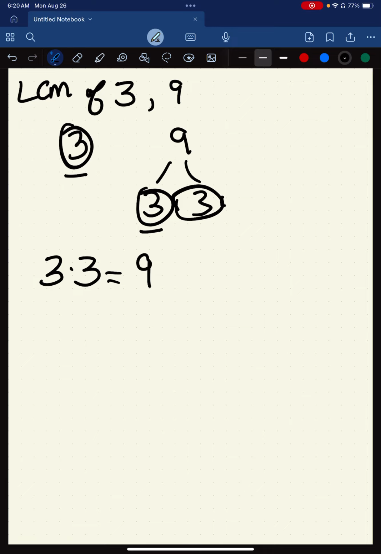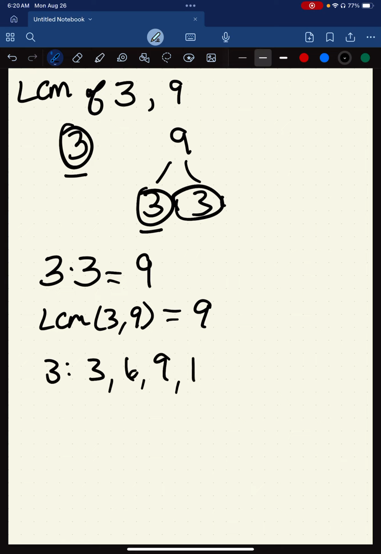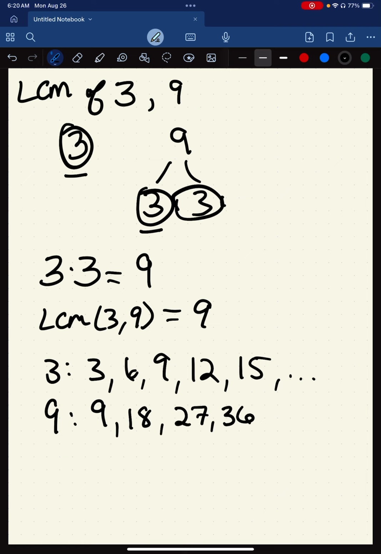So that's 9. So the least common multiple of 3 and 9 is 9. And that makes sense, right? You can't get any smaller than 9, and 3 divides 9, and 9 divides 9. Using our list method, we'll do 3, 6, 9, 12, 15, so on. We got 9, 18, 27, 36, so on. And you can see the smallest number in both is 9.